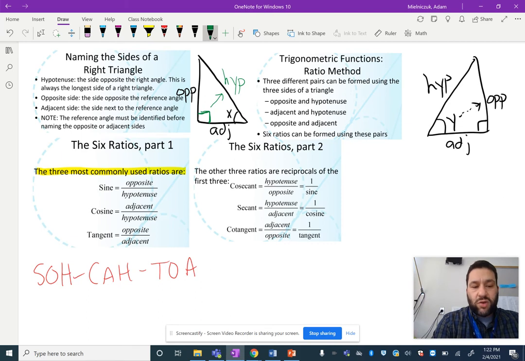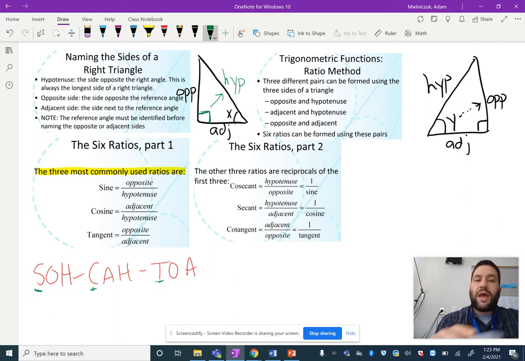Instead, now we're going to go back to SOHCAHTOA. We can say sine is equal to O, opposite, over H, which is hypotenuse. Cosine is equal to adjacent, the A, over the hypotenuse, the H. And then tangent is equal to the opposite over the adjacent. So that's where SOHCAHTOA comes in.